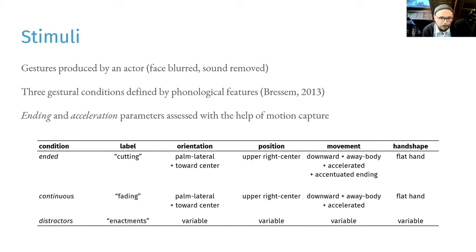As the distractors, enactment gestures were produced that corresponded to the verbs with the highest gestural affordance scores, and they were verbs of human action or manipulation. To control the movement parameters, motion capture was employed.